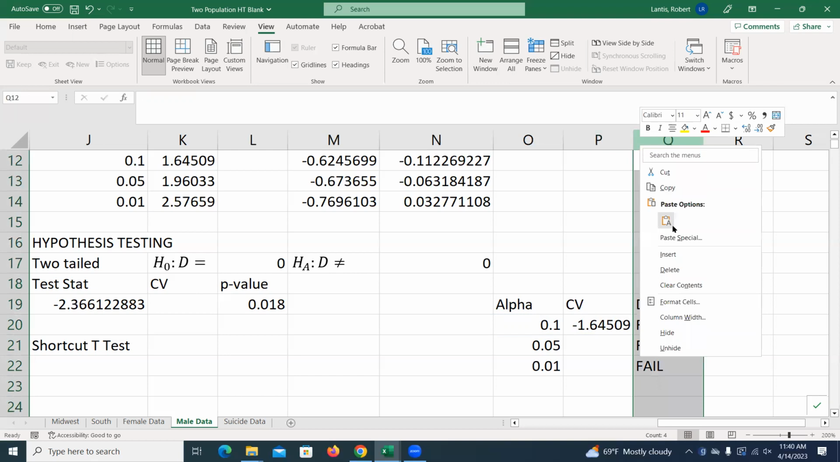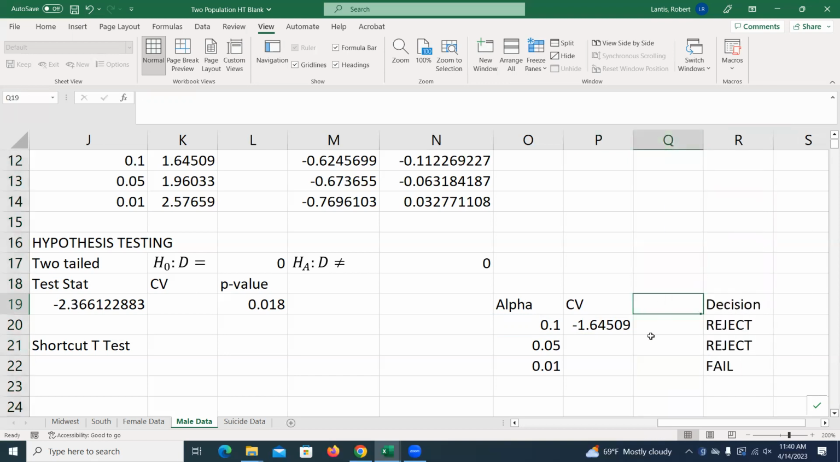Now, I'm going to insert a column here. One thing that you'll need to do if you are doing this in Excel for a two-tailed test is indicate somehow that you have this negative critical value, but you also have that same critical value, but positive. Taking the absolute value is a nice, easy way to do that.